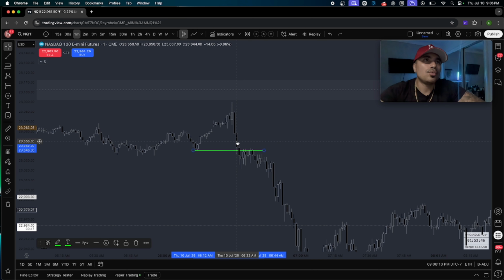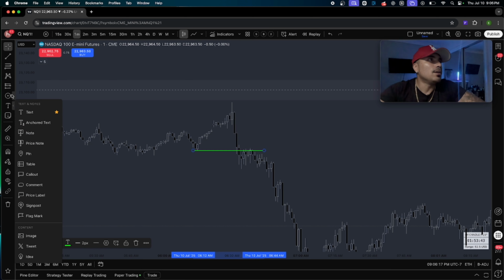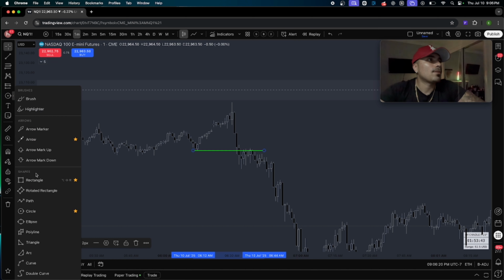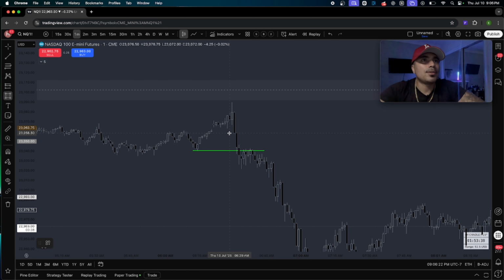Sometimes I do like to wait. Obviously, there's fair value gaps here. So typically, when I get a change in state of delivery, I like to wait for price to retest, and I'll enter here usually. But as you can see, price struggled to get up here, which is a bearish signature.